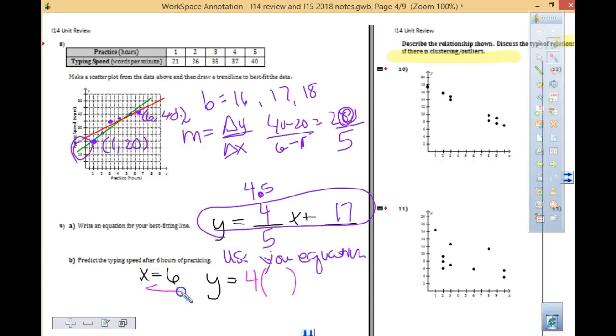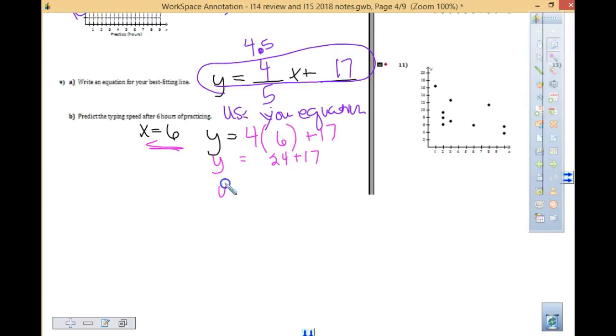What is my x value for the hours? 6. 4 times 6 is 24, plus 17. What's our words per minute that we came out with? 41. So y is going to be equal to 41 words per minute.